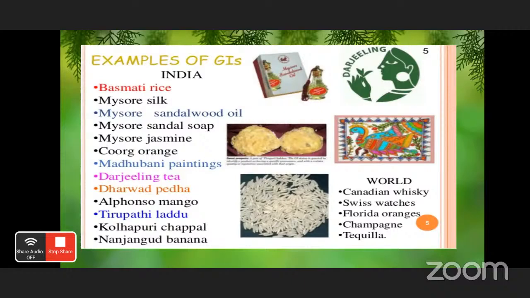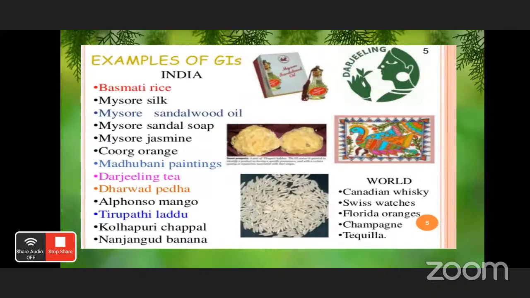So we find basmati rice is very famous. Mysore silk, it is a textile product. Then Mysore sandal oil, sandal soap, jasmine. Then orange, a horticultural product. Then paintings. Then Darjeeling tea, we know it's an agricultural product. Then pera, this is a food product. Then mango, laddus, Tirupati laddus are also a GI tagged product. Then Kolhapuri chappal. Then Nanjangud banana. All these are GI registered products, and worldwide, Canadian whiskey, Swiss watch, then Florida orange, champagne, tequila, these are some international products. Products with international reputation are also GI tagged products.